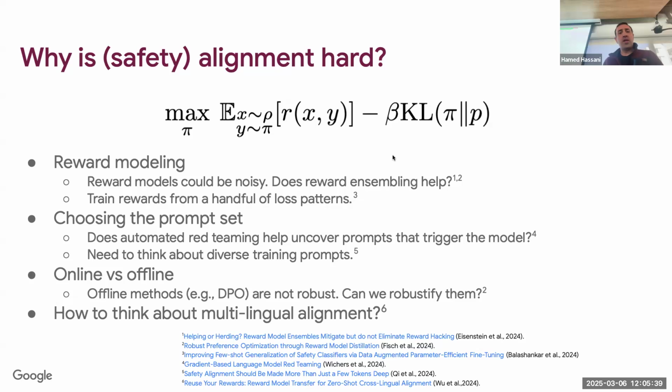Now, one thing I didn't talk about is these offline methods like DPO that do not do rollouts of the model. They are generally a lot less robust, and so robustifying that is also a problem. Now, Ahmad also talked about multilinguality. Once you go to other languages, generally models become a lot less safe because there is a lot less data. So the question is, how can we think about building these things in a way that works for everyone and in all languages?